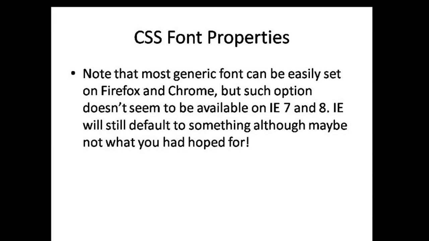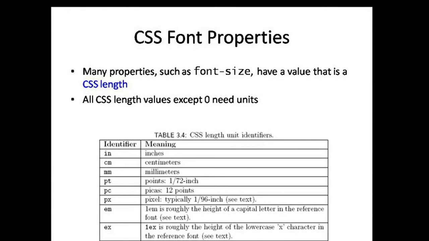Now, what are the CSS font properties? As you can see in this table, the unit can be IN, that is inches, cm, that is centimeters, millimeters, points. A point is 1 by 72 of an inch. Then PC, that is 12 points, and px will be pixel, typically 1 by 96 inch. Then EM, and then EX.